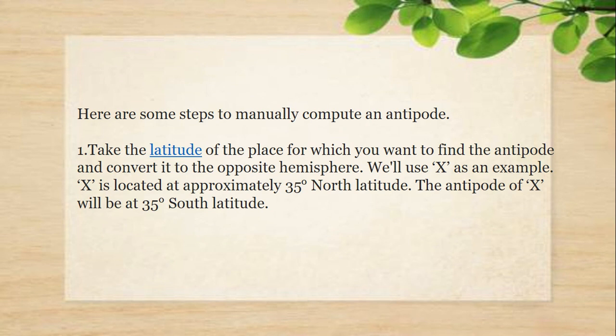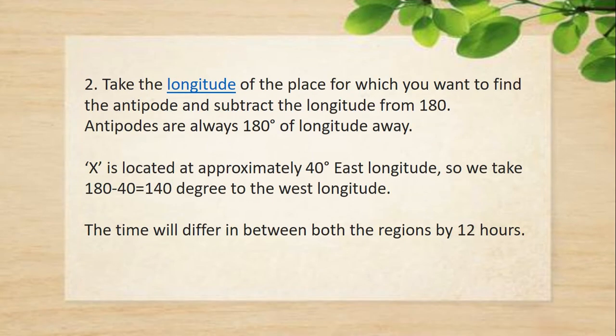So here are some steps to manually compute an antipode. First, take the latitude of the place for which you want to find the antipode and convert it to the opposite hemisphere. We will use x as an example, and x is located at approximately 35 degrees north latitude. So according to latitude, the antipode of x will be at 35 degrees south latitude. Second, take the longitude of the place for which you want to find the antipode and subtract the longitude from 180 degrees.